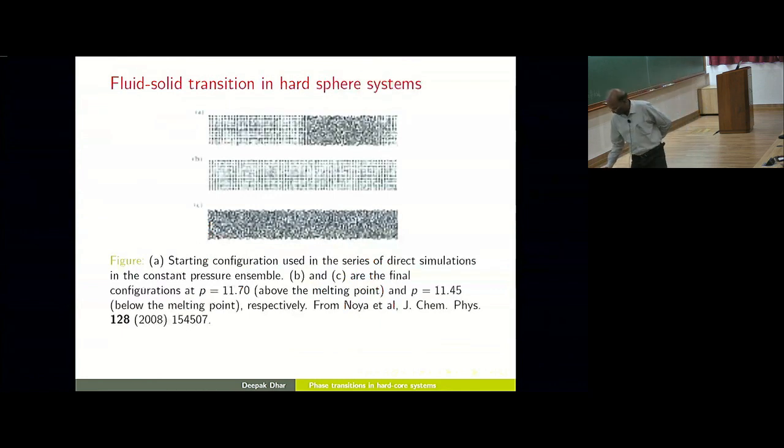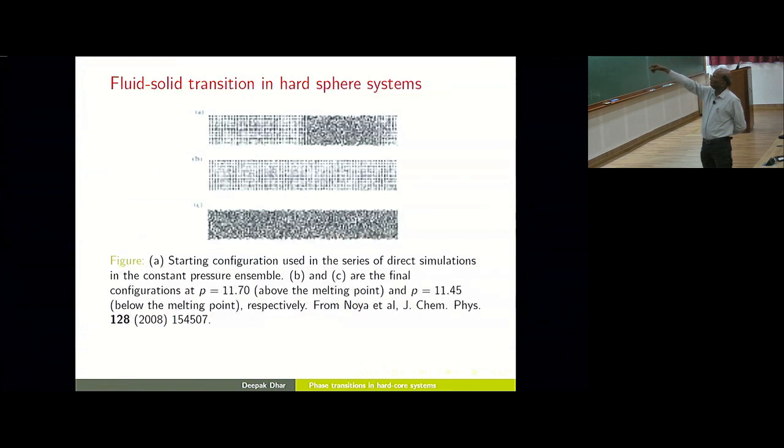So as I said, the transition between solid and fluids is not established analytically. It has not been proved that hard spheres undergo a solid to fluid transition, but there is Monte Carlo evidence, and I picked up this paper from the Journal of Chemical Physics. Here you start with some spheres at some density, and they have started with a crystalline configuration on one side and a random configuration on the other side.